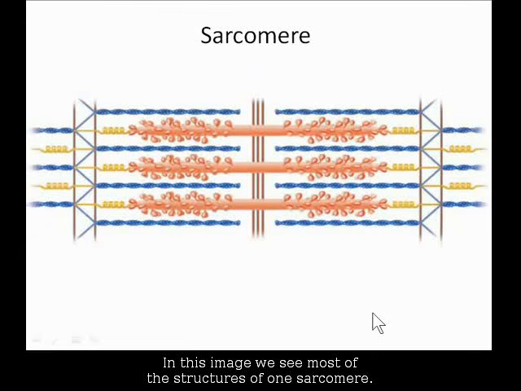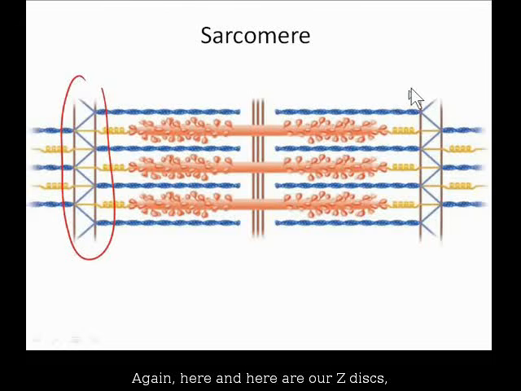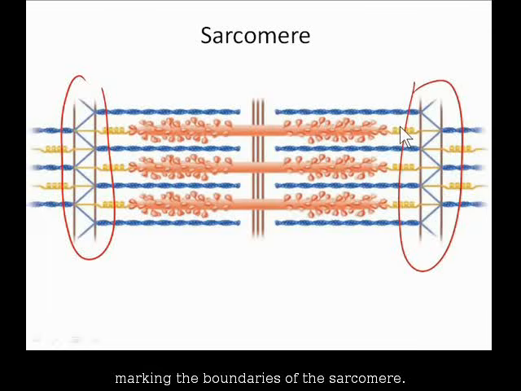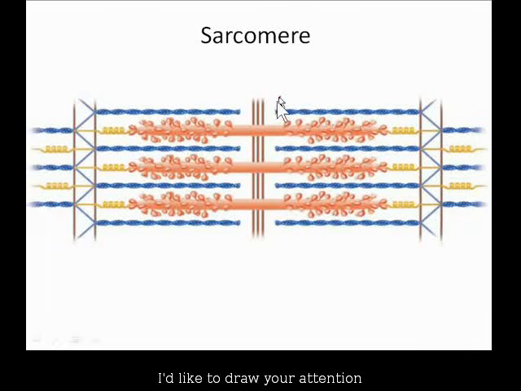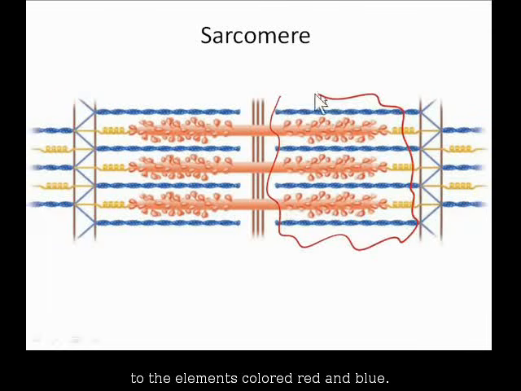In this image, we see most of the structures of one sarcomere. Again, here and here are our Z-discs marking the boundaries of the sarcomere. Primarily, though, in this image, I'd like to draw your attention to the elements colored red and blue.